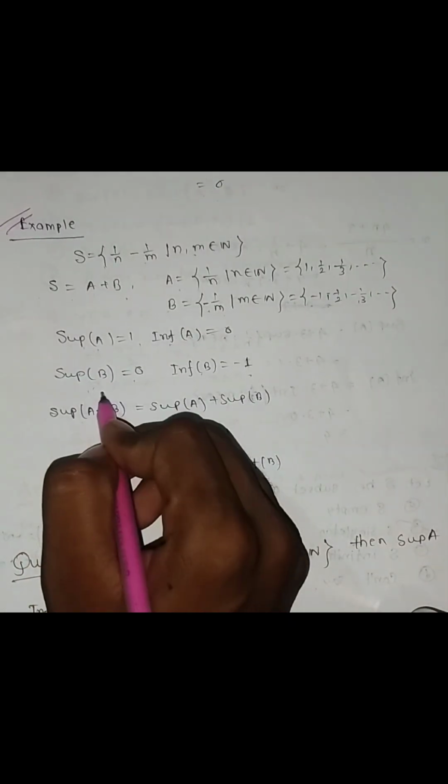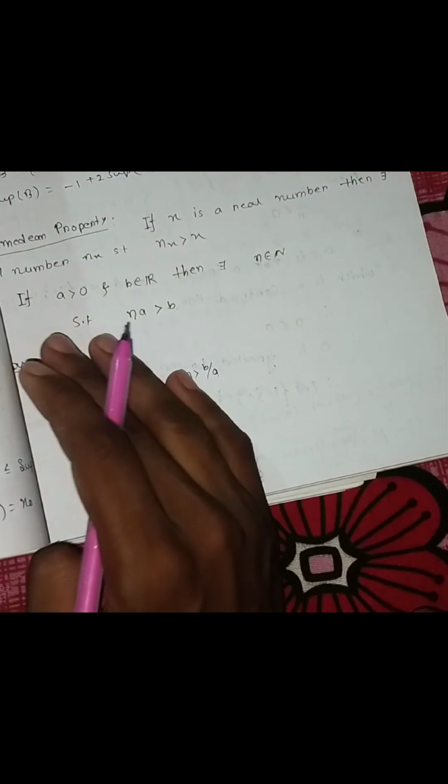Next example: if H is equal to 1 by n minus 1 by m, then we can say H is equal to A plus B, where A means 1 by n and B means minus 1 by m. The supremum of A is 1, the infimum of A is 0. The supremum of B is 0, because this is minus 1, minus 1 by 2, minus 1 by 3, so the supremum is 0 and the infimum is minus 1. Okay, so the supremum of A plus B means the supremum of A plus the supremum of B, 1 plus 0, this is 1. And the infimum is 0 plus minus 1, this is minus 1. This is our answer.